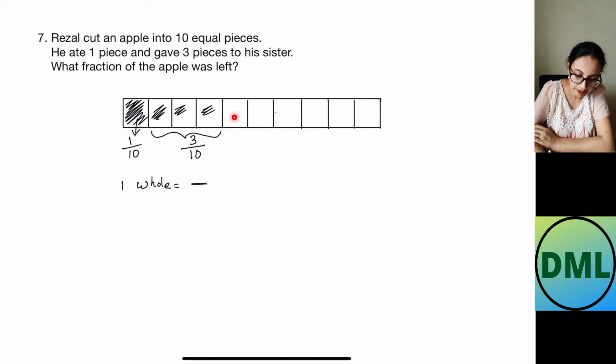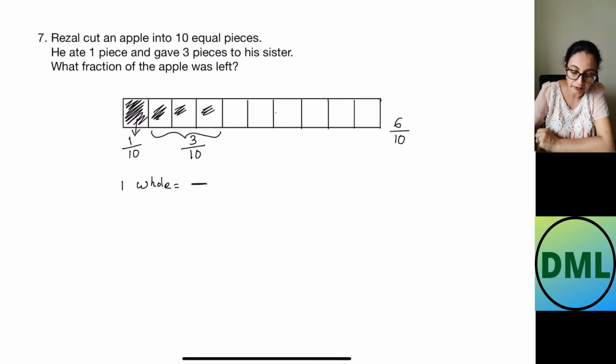As you can see, this part is left. Can we count it? 1, 2, 3, 4, 5, 6 parts are left. I need to represent these 6 parts in the form of a fraction. So how many total parts do we have? We have 10 total parts. Out of that, 6 parts are left. So 6 by 10 is my answer.